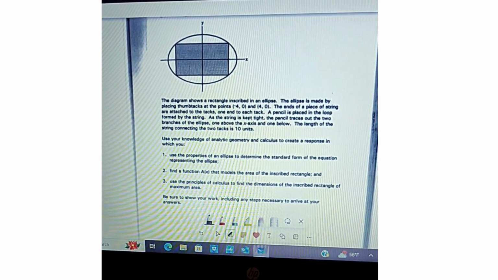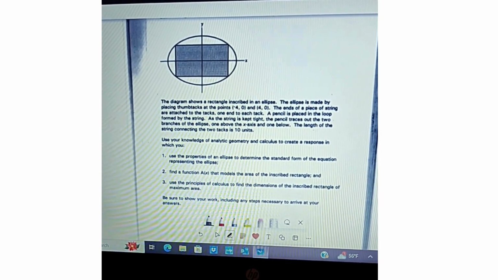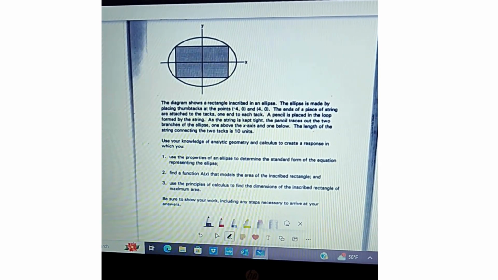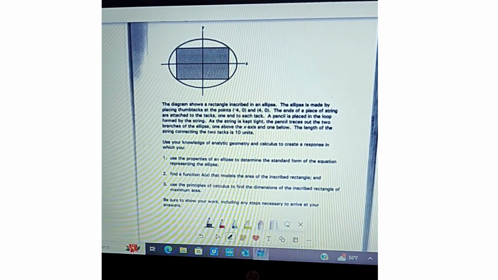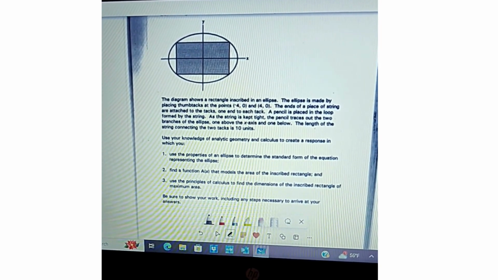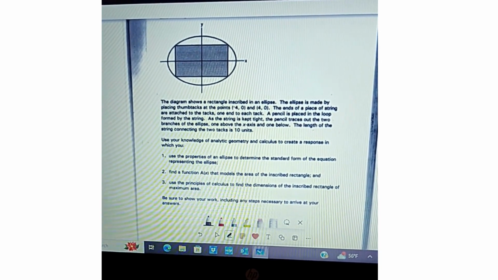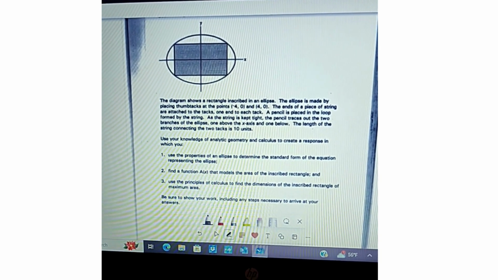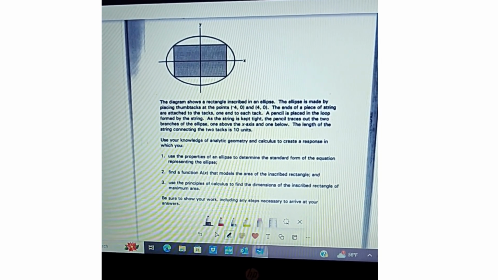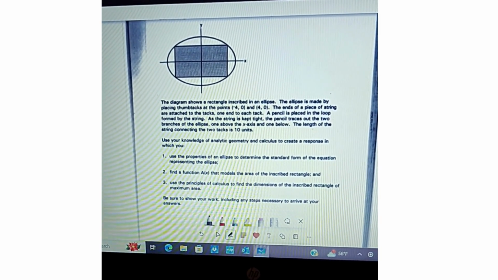Use your knowledge of analytic geometry and calculus to create a response in which you: 1. Use the properties of the ellipse to determine the standard form of the equation representing the ellipse. 2. Find a function A of x that models the area of the inscribed rectangle. And 3. Use the principles of calculus to find the dimensions of the inscribed rectangle of maximum area. Be sure to show your work.